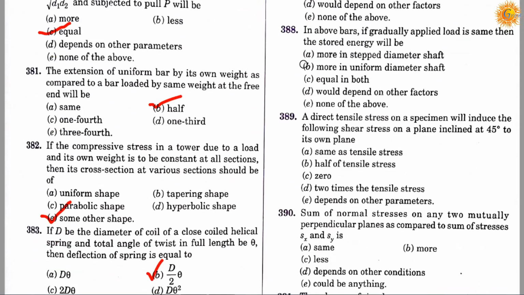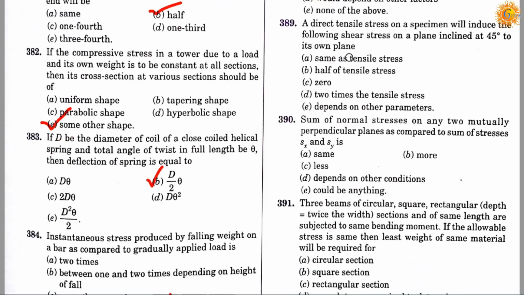Question number 388. In the above bars, if gradually applied load is the same, then the stored energy will be: option A, more in a stepped diameter shaft; option B, more in uniform diameter shaft; option C, equal in both; option D, would depend on other factors; and option E, none of the above. Correct answer is A, it's more in stepped diameter shaft.